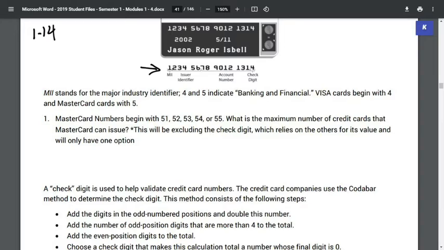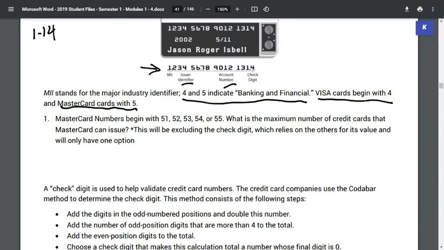The first digit indicates what kind of credit card it's going to be. If you look right here, the 4 and 5 are used for banking and financial. Visa cards always begin with a 4. MasterCards always begin with a 5. After that, we have the issuer identifier, which is the next 5 digits, and then the account number, which is the next 9 digits, and then we have a check code, like what we saw with our universal product codes, to help ensure that this is a valid credit card number.